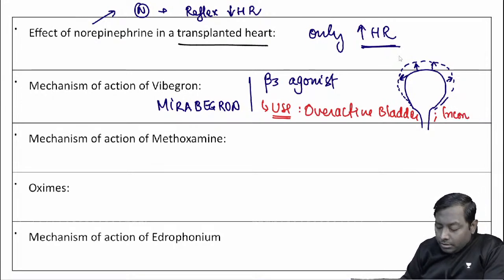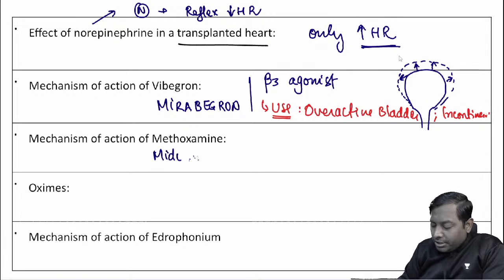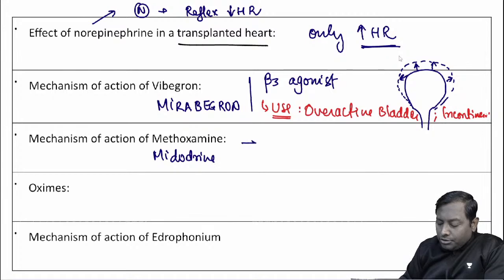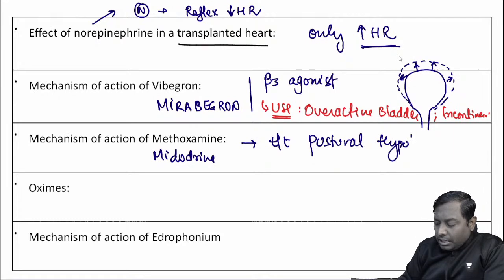Methoxamine, midodrine, है ना? Which class of drug is this? Methoxamine, midodrine, mefentermine, they are the alpha 1 agonists. They can be mainly used in the treatment of postural hypotension. Right? Methoxamine, midodrine, they can be used in the treatment of postural hypotension.